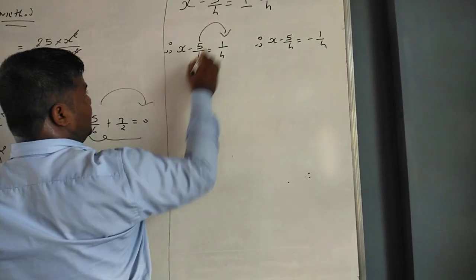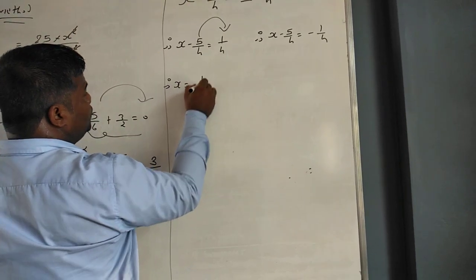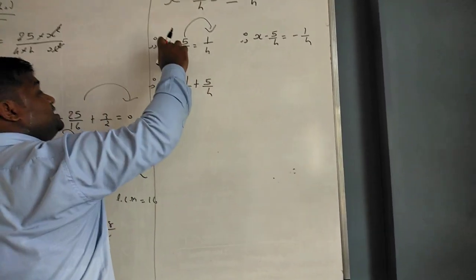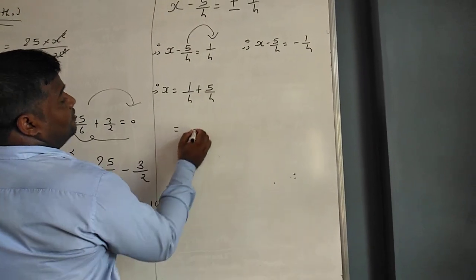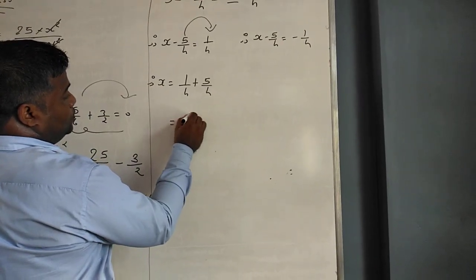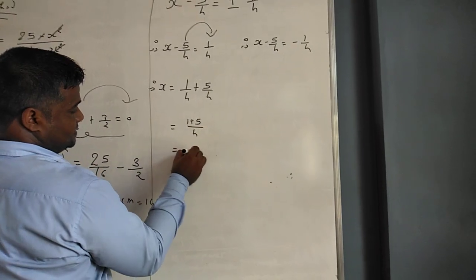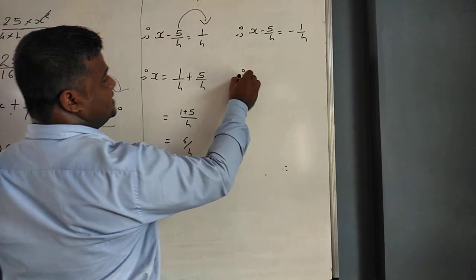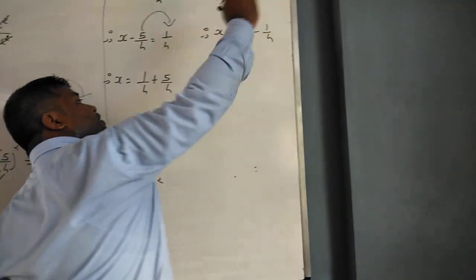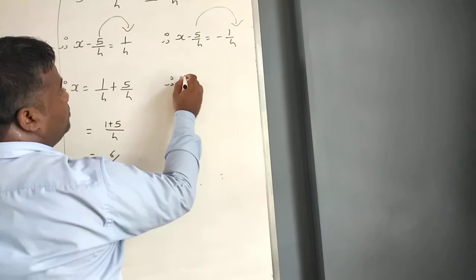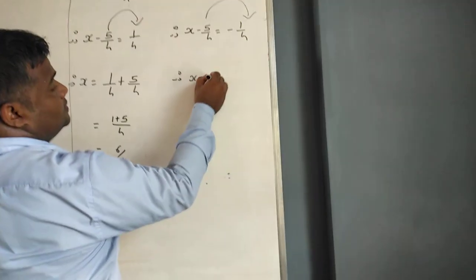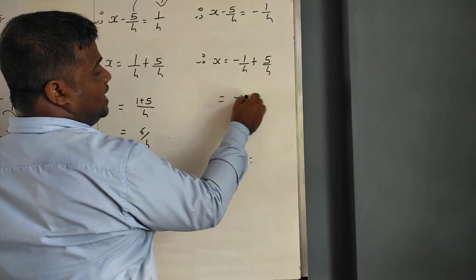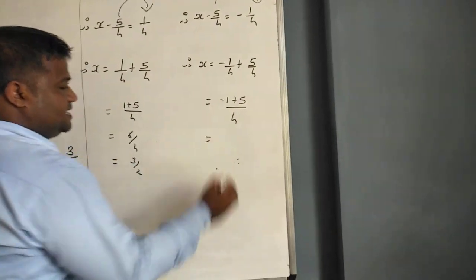When this goes to the other side, x is equal to 1 by 4 plus 5 by 4. Sir, why is it plus? Because here it is negative, so it is going to be a plus. The denominator is the same, so you are allowed to do the operation on the upper side. That is 6 by 4. 3 by 2 is your answer. That is one root. The second root: when this goes to the other side, it becomes positive, so minus 1 by 4 plus 5 by 4. One negative, one positive. Always do subtraction at the end.